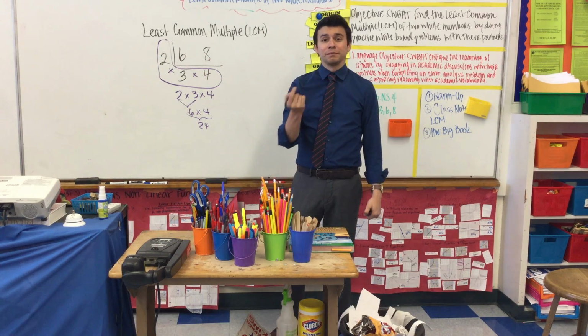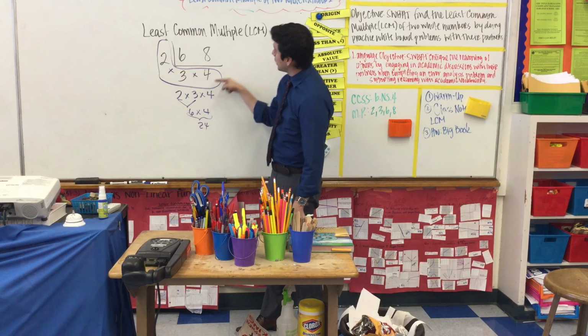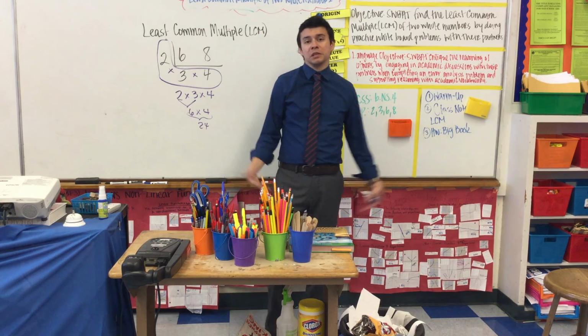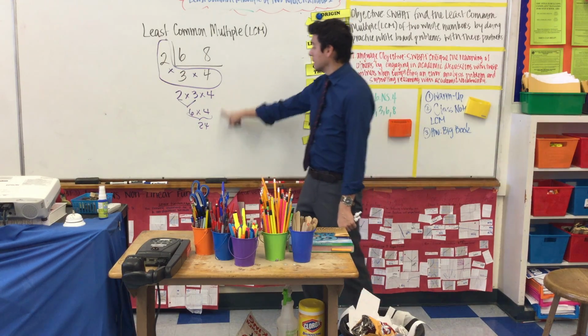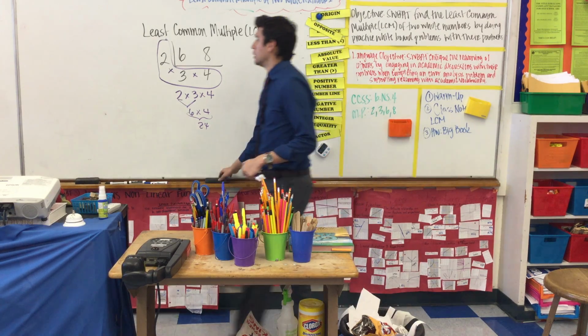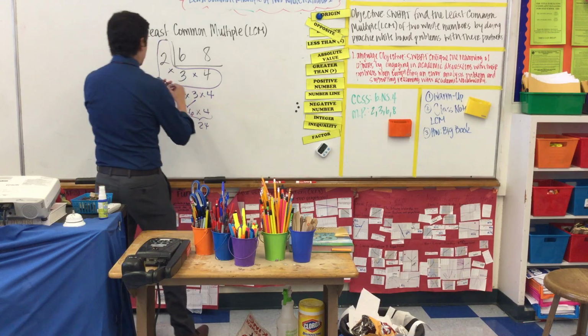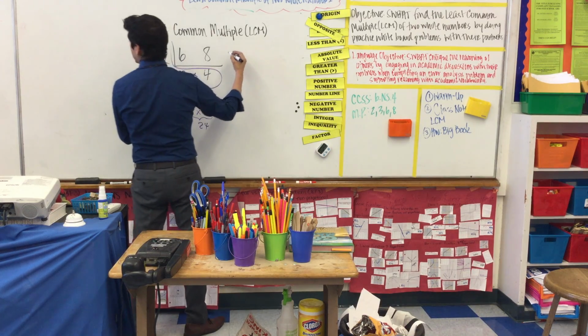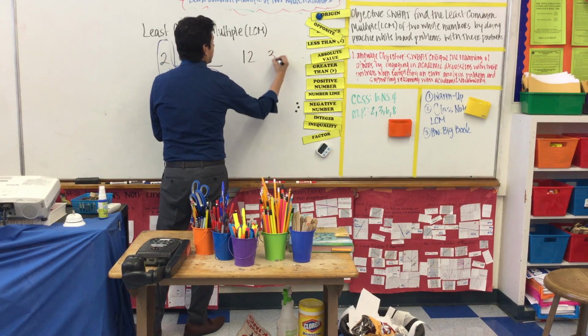And if you ever forget, do you notice how I kind of drew an L? L for least common multiple. And you're done. That's another way you could figure this out. Let's do another one. Let's do 12 and 30. We did this one already.